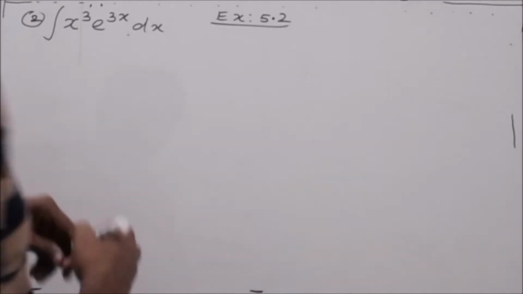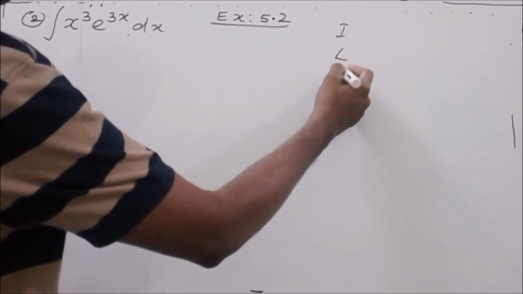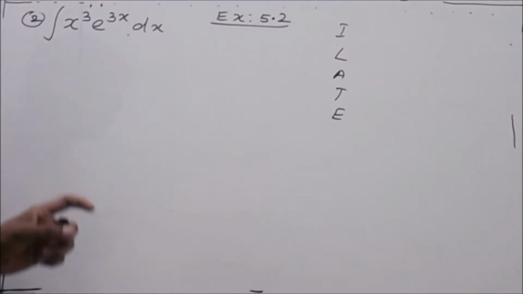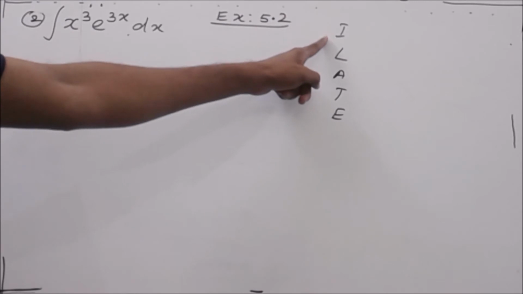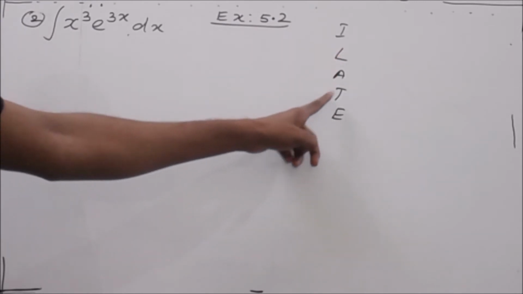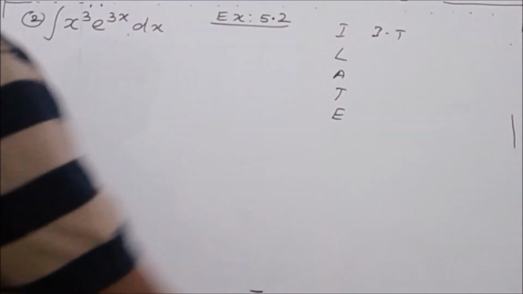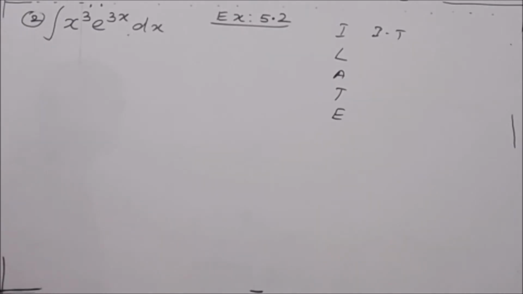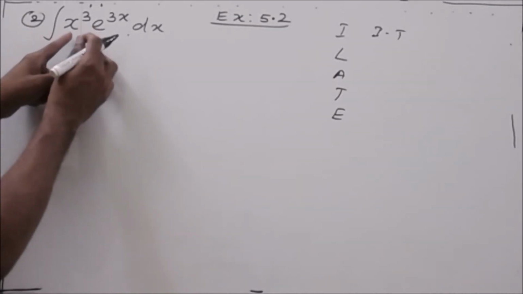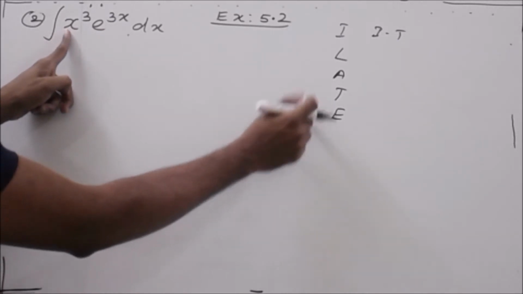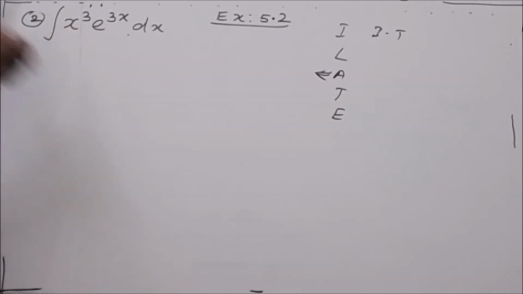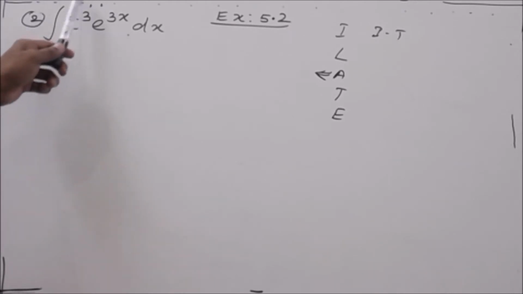The priority is given in the particular order: inverse trigonometric, logarithmic, algebraic, trigonometric, then exponential. Here, I means inverse trigonometric, take it as IT. Here only a trigonometric function does not appear. So there are two functions, one is algebraic, another one is exponential. So priority is given to the algebraic function, that is taken as u. Can we go with Bernoulli? Yes, we can go, because the power of x is a positive term. So we can go with Bernoulli.